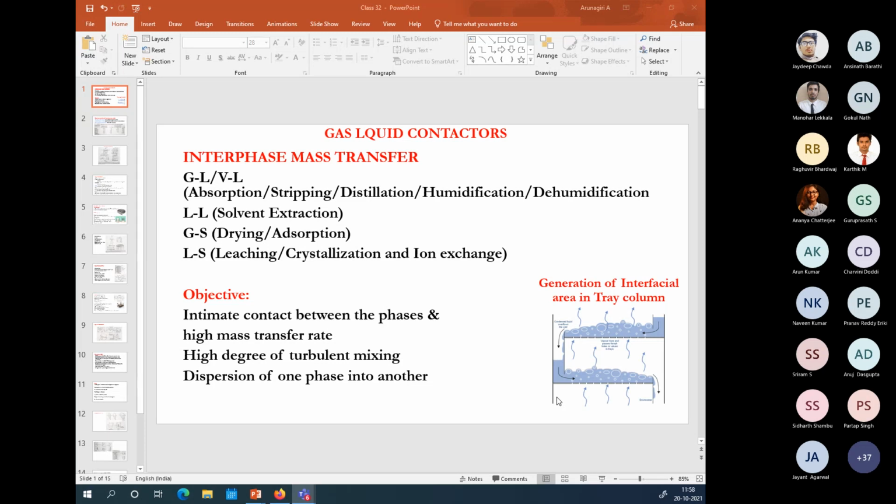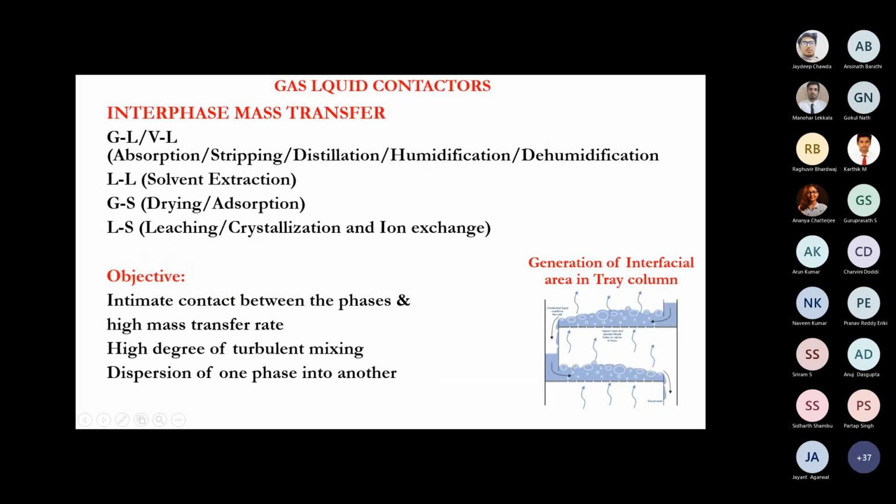You should know the difference between these two terminologies, interface and interfacial. The interface means this is between two phases. Interfacial means here you have a bubble.